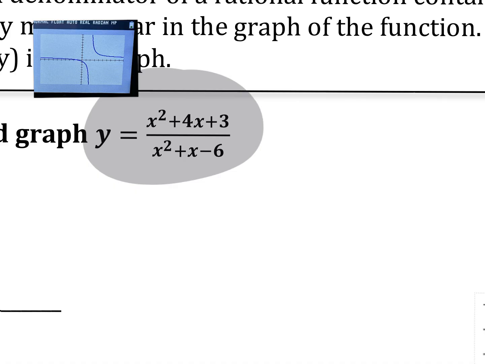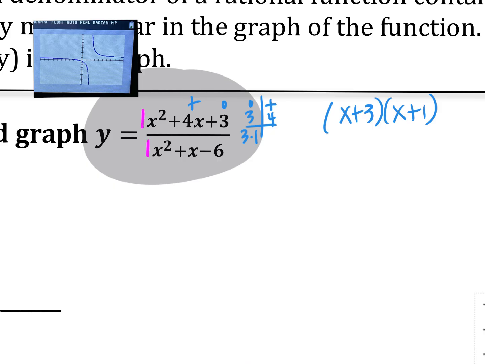This is our review from Friday. 1x squared on the top and the bottom. Do I toot or no-toot when it's 1x squared? Toot. I'm going to toot. What multiplies to be 3 and adds to be 4? 3 times 1 is 3. 3 plus 1 is 4. So the top factors out to be x plus 3, x plus 1.